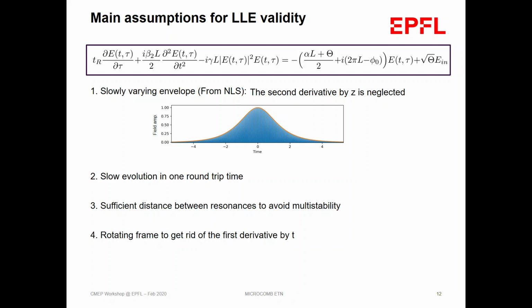So we have a lot of oscillations of field inside, and that's our first limit. And it's really in the basics of derivation of nonlinear Schrodinger. Okay?